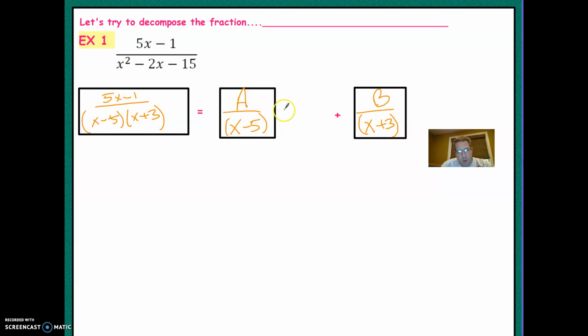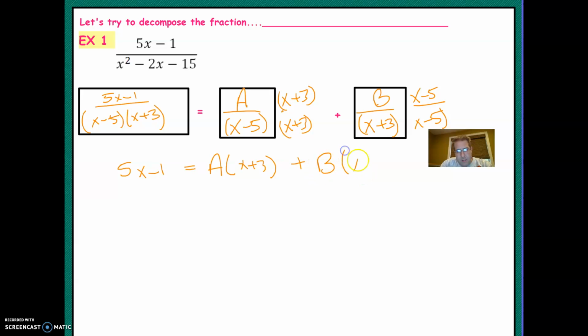Okay, so now in order to do that, we need to make the denominators the same. So we're going to have to multiply by x plus 3 over x plus 3. And over here, we'll have to multiply by x minus 5 over x minus 5. Now that we have the same denominators all the way across, basically we can just cross them out. So if all the denominators are the same, then we know that the tops must also be the same. So 5x minus 1 must be equal to a number times x plus 3 plus another number times x minus 5. Technically, A and B could be the same number. We don't really know. So now we're going to solve.